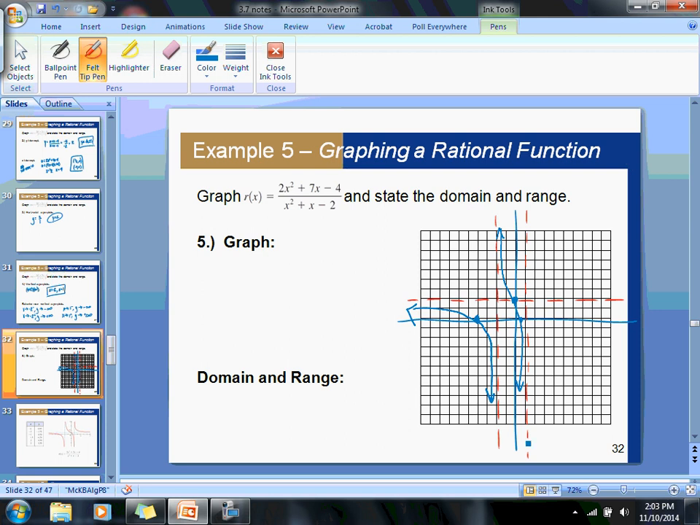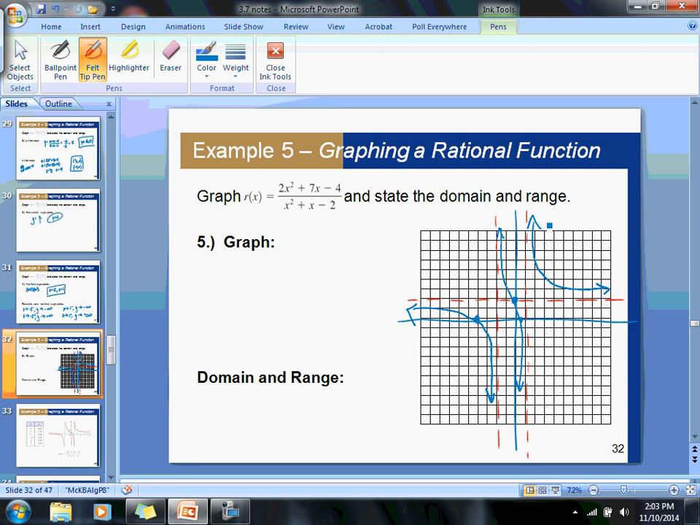And then I have one more region that I have to test. I have to go on the other side of my second vertical asymptote. So if I put a value like 2 or 3 or 4 and put it into the original function, I'm going to get a value out that is greater than 2. So that tells me that this part of the graph is going to be up here.